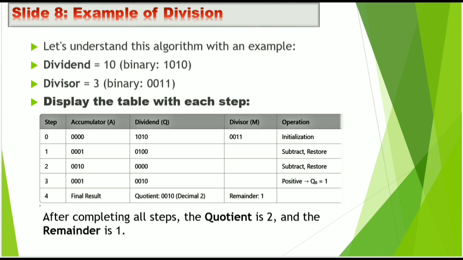Then final quotient and remainder. The value of Q is the quotient 0010, decimal number is 2. The value of A is the remainder 0001. This number in decimal is 1.